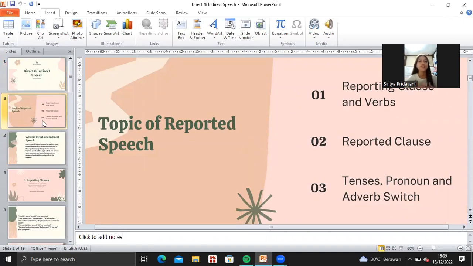So here are the topics that I would present about the topic of reported speech. First is the reporting clause and verb. Second is the reporting clause, and the third is the tenses, pronoun, and adverb.